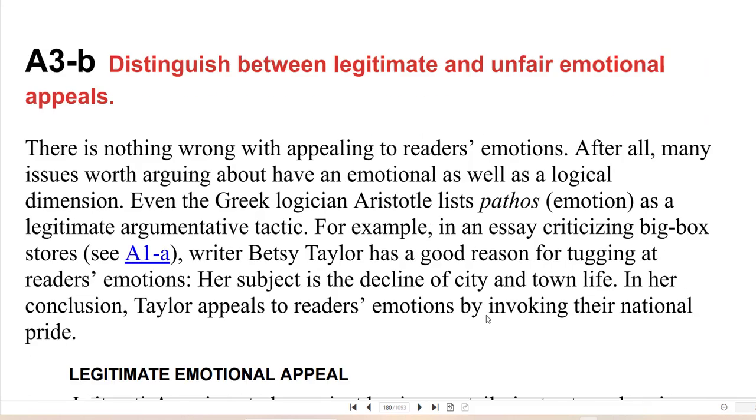Distinguish between legitimate and unfair emotional appeals. There is nothing wrong with appealing to readers' emotions. After all, many issues worth arguing about have an emotional as well as a logical dimension. Even the Greek logician Aristotle lists pathos, emotion, as a legitimate argumentative tactic.